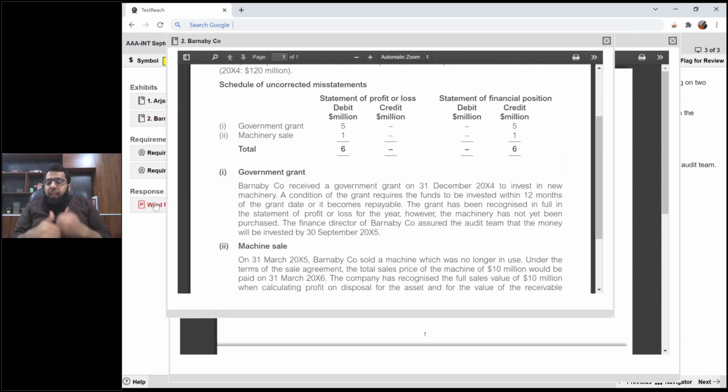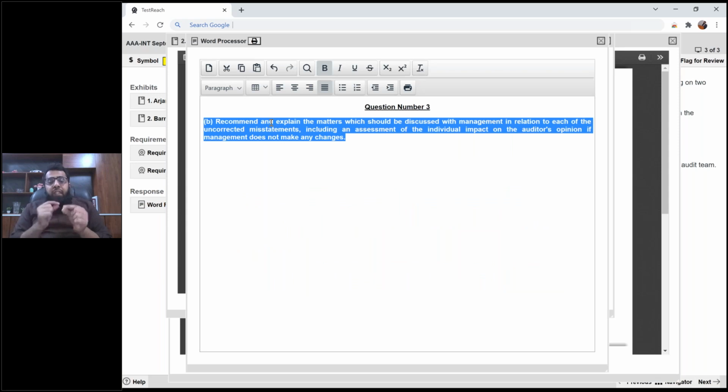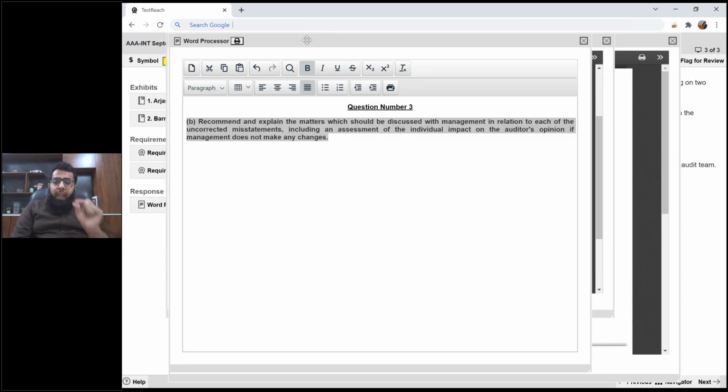So if I start answering the requirement, first of all, I will calculate the materiality of the issue. I will comment on the correct accounting treatment, what should have been done as per IAS 20. Then I will comment on the management treatment, what they have done wrong. I will tell them the heads affected. I will propose an adjustment. I will tell them the impact on the audit report. Because if you look at the requirement, it says recommend and explain the matters which should be discussed with the management in relation to each uncorrected misstatement and the impact on the auditor's opinion if the management does not make any change.